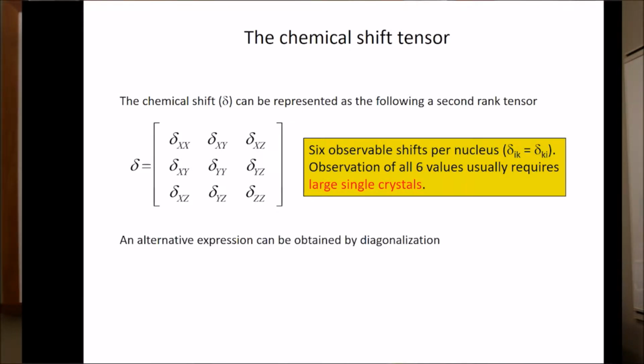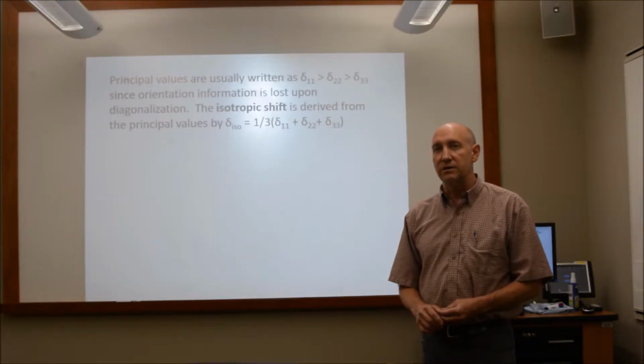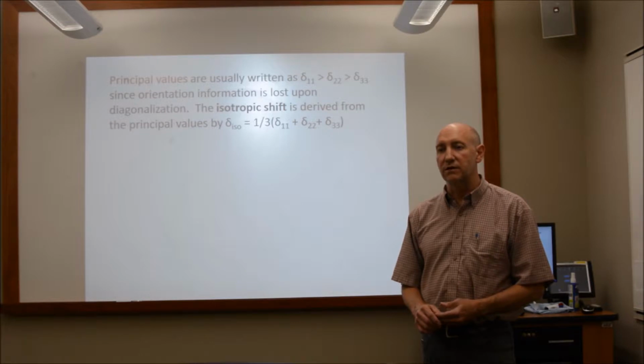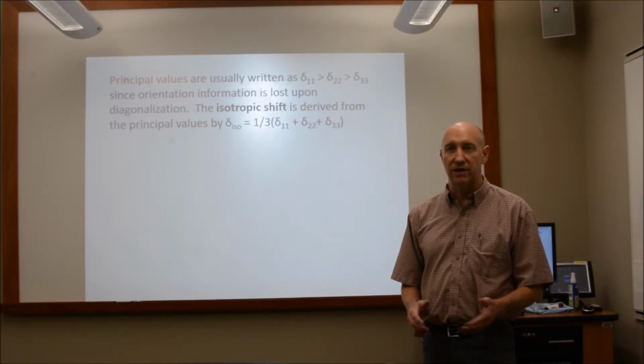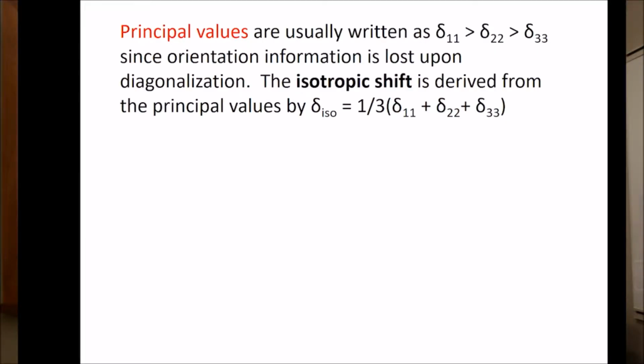An important alternative is to think about diagonalizing the tensor. So we take the off-diagonal elements and we put the intensity on the diagonal. These are called the chemical shift tensor principal values, and they're different than the full tensor in that we can actually obtain all these values for microcrystalline powders. When we diagonalize the matrix, we usually lose information on orientation, so we don't know which is the x, y, and z direction. So we typically don't call them delta xx, delta yy, and delta zz.